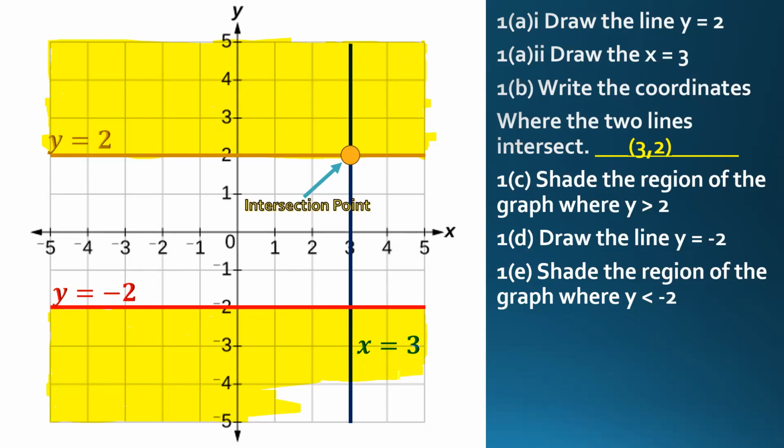So we're looking at negative 3, negative 4, negative 5, negative 6. These numbers that we're shading here represent numbers that are less than negative 2. And so we shade this right here as y is less than negative 2. This is the region that we're shading right here. All right, so that is all of the questions.